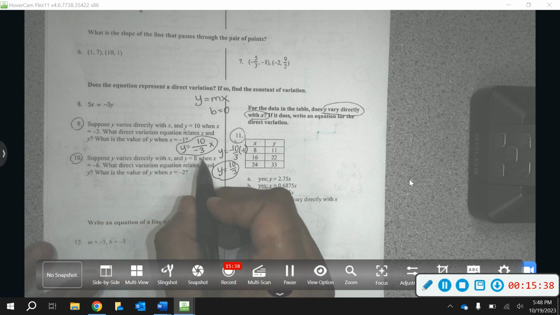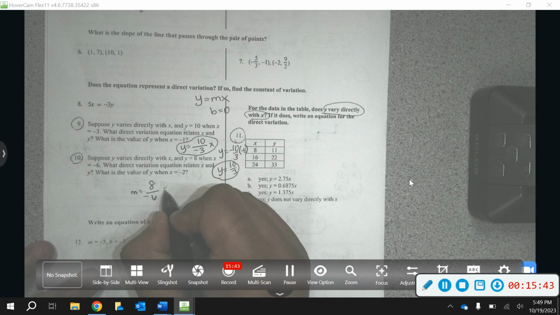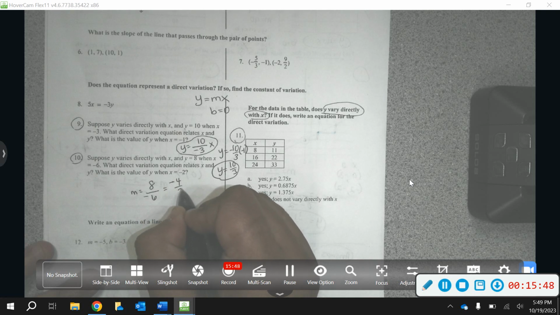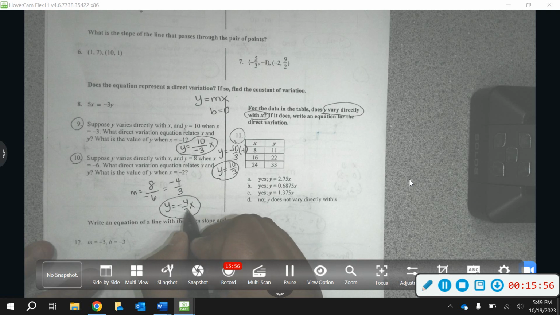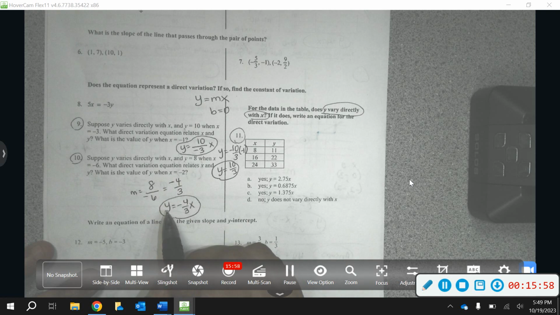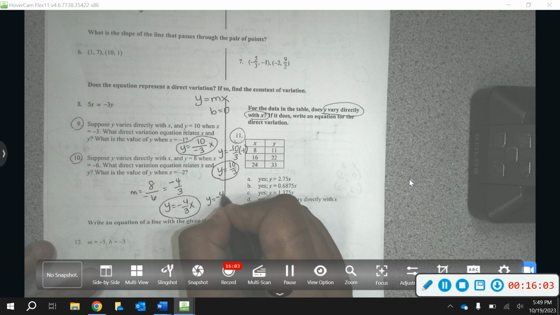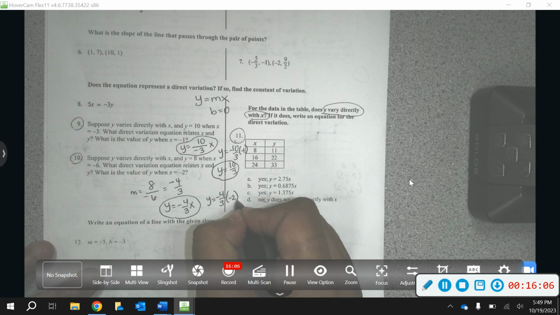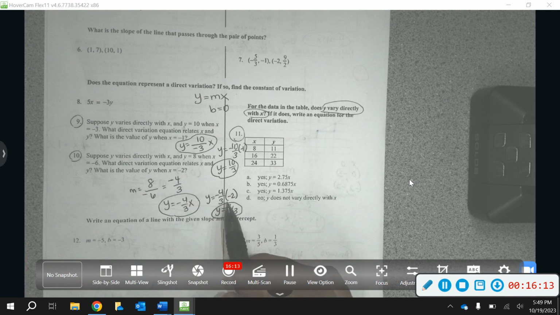Going on with number 10, again, y is 8 and x is negative 6. My slope here is, when I reduce that, negative 4/3. So my equation is y equal to negative 4/3 x. Now I want to know what my y is when x is negative 2. So all I'm going to do is plug in negative 2. My answer is y equal to 8 over 3. So when x is negative 2, my y is 8/3.